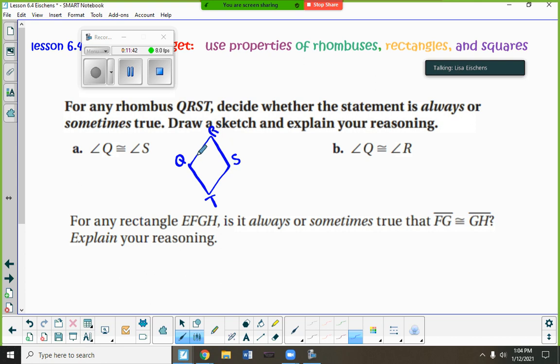So now, decide whether the statement is always or sometimes true. Oops, I marked the wrong one. Let me go back here. So it says Q and S are congruent. Is that always true or sometimes true? What do you think? If it's a rhombus, are the opposite angles always going to be congruent?